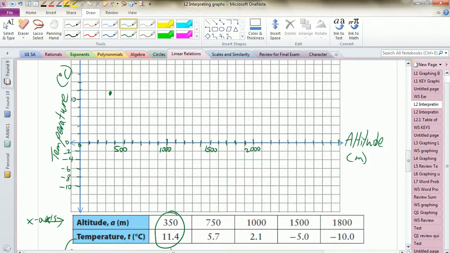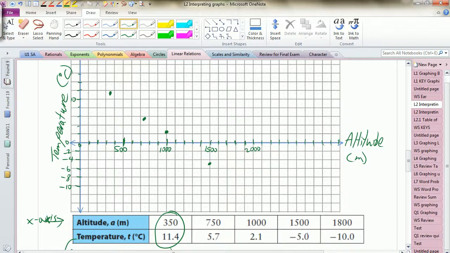Then 750. Find 750 and plot 5.7. So this is 500, 600, 700, 750, 5.7, 2, 4, 5.7. Then 1,000, 2.1. That'll be really easy, just a little bit above the corner at 1,000. 1,500 and -5 will be easy because that's going to be right in between -4 and -6. Okay, so it's going to be on a line because it's at 1,500, but it won't be on a corner of a square. It'll be right in between.